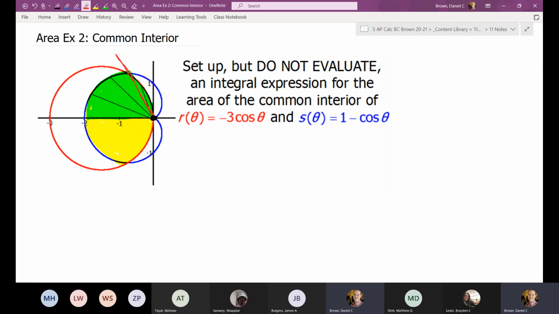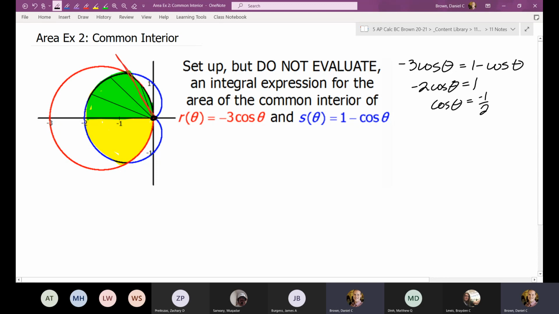Set them equal to each other. So we can do that. That's something that's easy to do. So I have -3 cosine of theta is equal to 1 minus cosine of theta. So -2 cosine of theta is equal to 1. Cosine of theta is equal to -1/2.